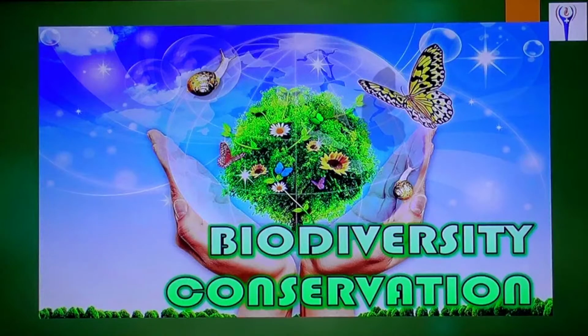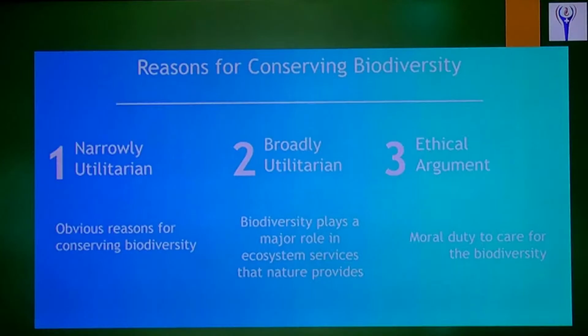The first one is the narrow utilitarian, followed by the broadly utilitarian and then the ethical argument. Narrow utilitarian means it provides economic benefits like food, firewood, fiber, industrial products, etc. More than 25% of drugs are obtained from plants, and 25,000 plant species are of medicinal importance. Most nations are using bioprospecting. Bioprospecting means exploring the molecular and genetic level for economic importance. So nations with more resources are endowed with rich biodiversity.